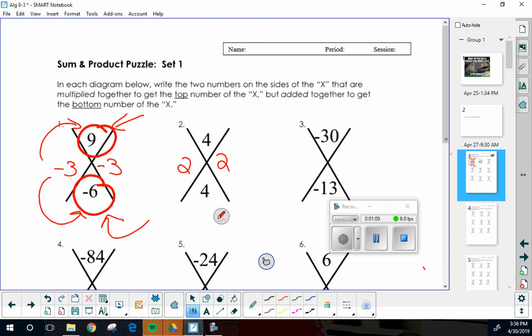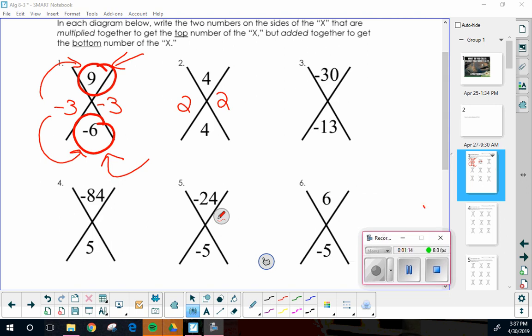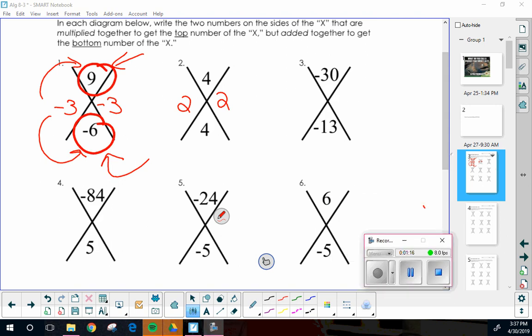And so on all of these, I think what I'll do is pause the recording, see if you guys can figure them out, and then in a minute we'll come back and talk about some of the answers.